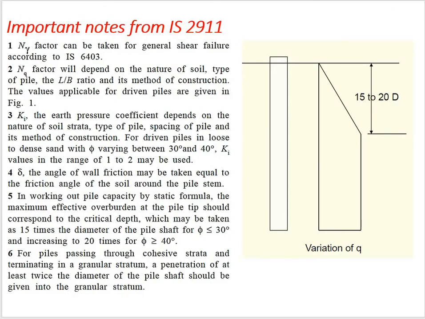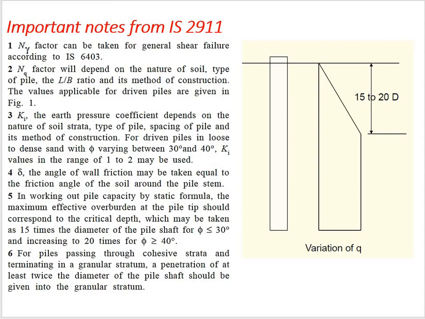Now the important notes, let us see. So here N gamma and Nq, you need to take it from the code corresponding to a given phi value. There is a separate figure for that. So N gamma is generally taken for general shear failure case according to IS 6403, and Nq depends on the nature of the soil, type of the pile, the L by B ratio, the method of construction, and the value is different for driven pile as well as for bored pile.